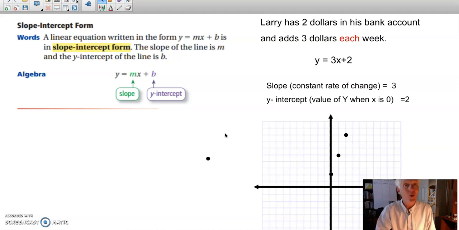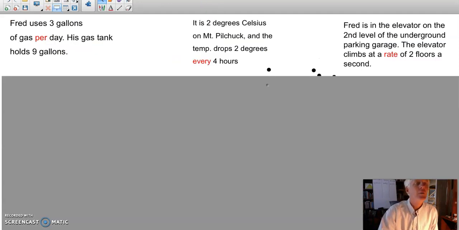Let's do 3 more. First example, Fred uses 3 gallons of gas per day. His gas tank holds 9 gallons. How could we graph that? Well, we want to know 2 things. We want to know the constant rate of change, and we want to know where we start, or basically when x is 0, what is y? And the numbers are pretty clear in there.